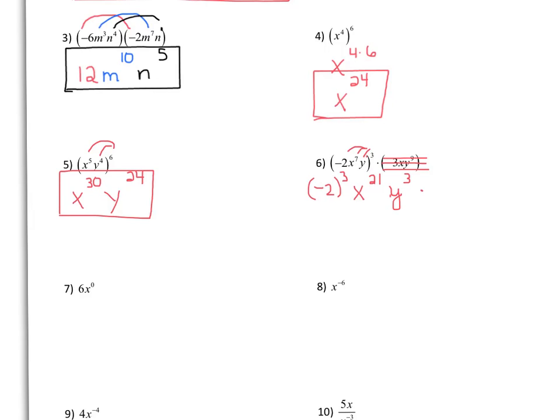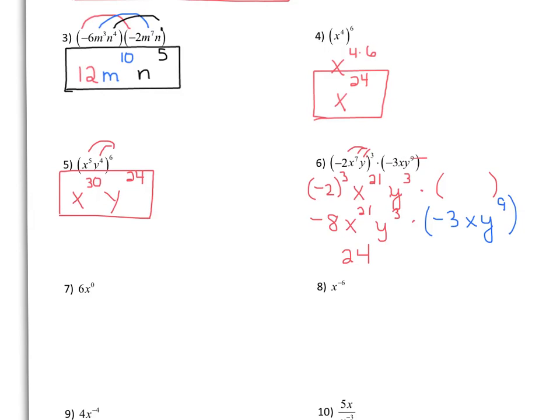And I don't want to forget about what I had there, so I'm just going to have times parentheses, whatever it was. Simplifying this out, negative 2 to the 3rd gives us negative 8. X to the 21st, y to the 3rd. And now I can worry about what else was there. Times that negative 3x, y to the 9th. Now we're back to, excuse me, back to like number 3. Negative 8 times negative 3 makes 24.